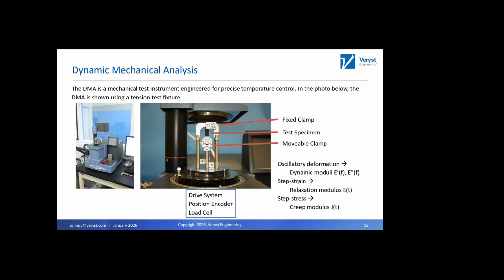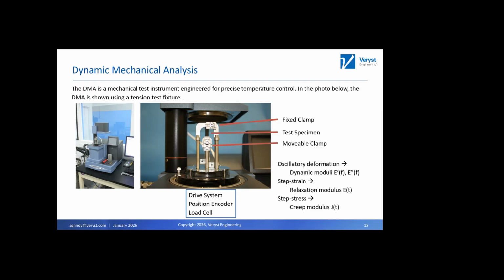If you apply a step strain, meaning that at time 0 you apply a fixed strain, let's say 1%, to the sample, and then you measure the stiffness as a function of time, that gives you the relaxation modulus. If you apply a step stress, now we're in a creep mode. So at time 0 we apply a fixed stress, and then we measure the strain as a function of time to get the creep.